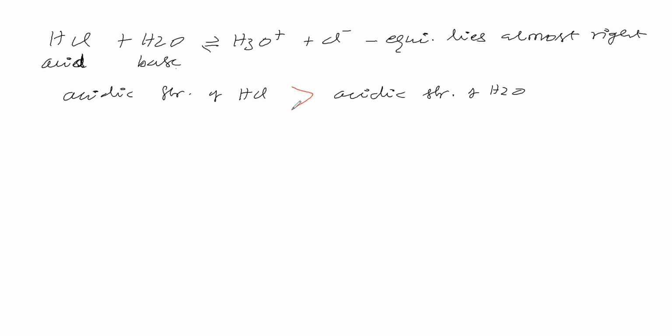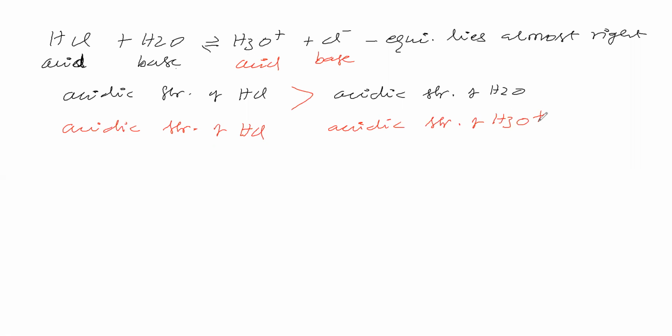Next we will see, as per forward reaction, HCl is an acid. Now we will take acidic strength of HCl as per backward reaction. H3O plus is an acid because it becomes water by donating H plus. Cl minus is acting as a base because it takes H plus and becomes HCl. Now we will see acidic strength of H3O plus.